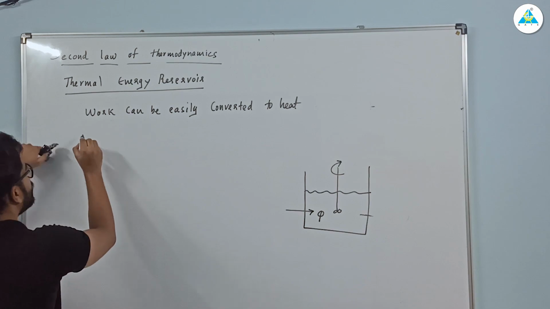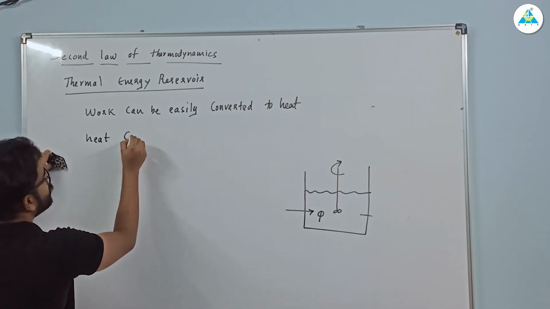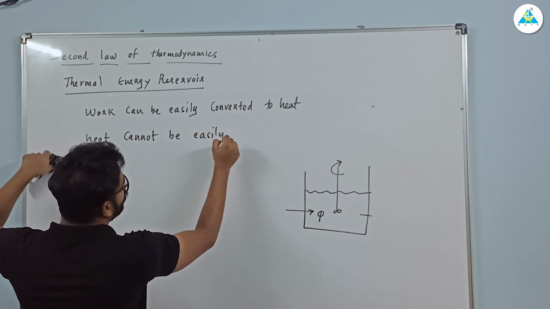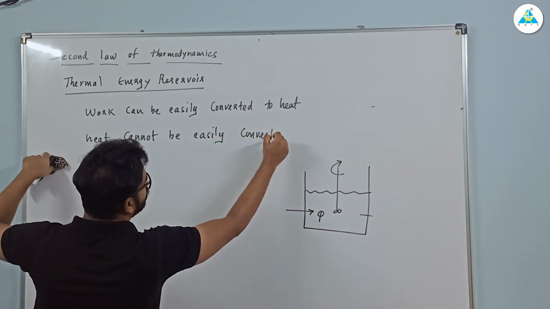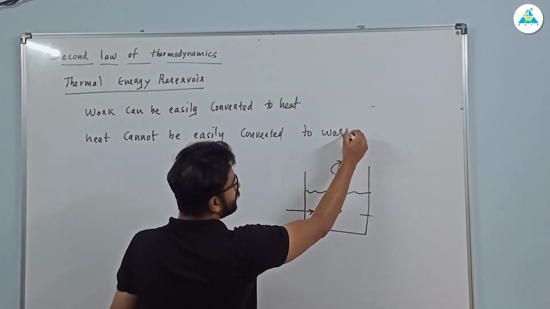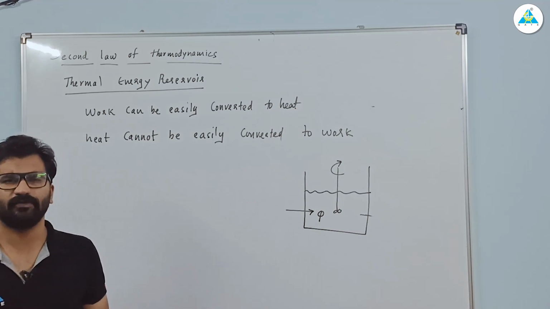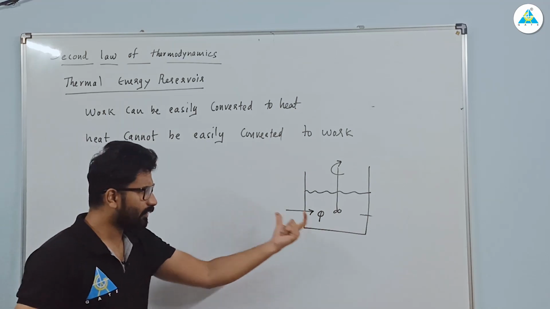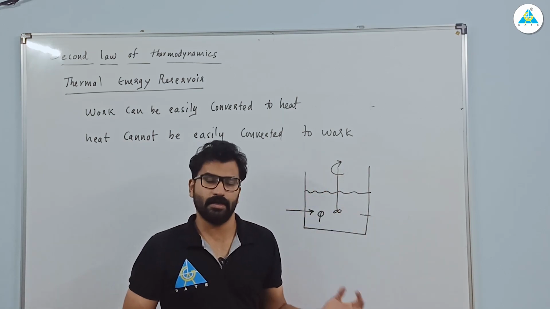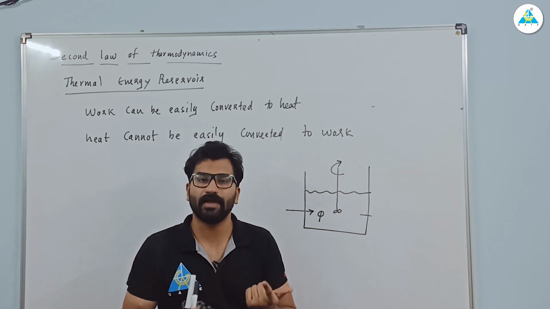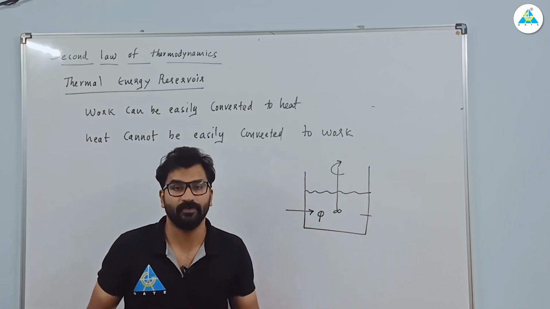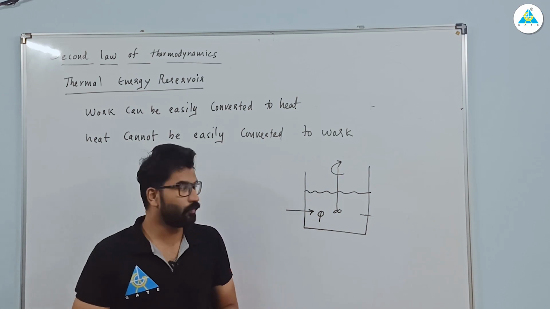Heat cannot be easily converted to work. This is the only difference you need to understand. Clear? So remember this. If you rotate this, it will transfer heat. So conversion of work to heat is very, very easy, but conversion of heat to work is difficult.